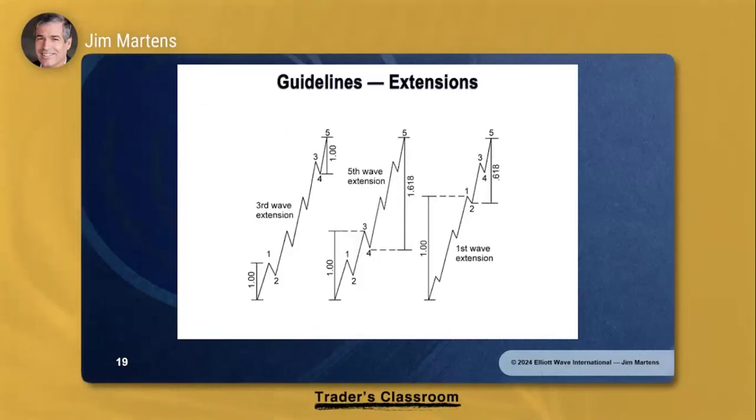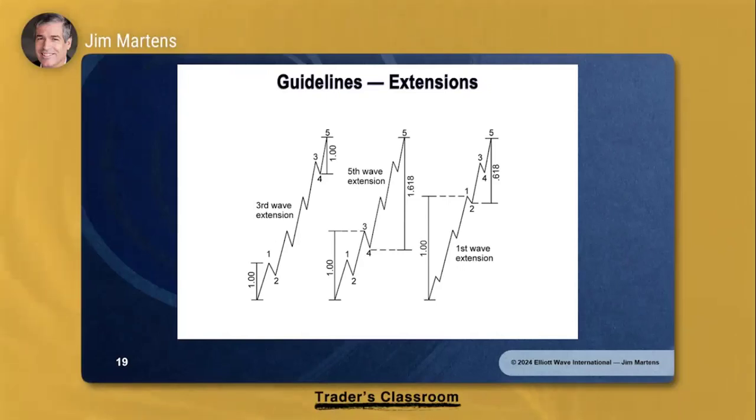Take a quick look at some extensions. Within an impulse movement, that's a 5-wave movement, it's usually the third wave that extends. Now, wave 1 could be the extended wave, wave 5 could be the extended wave, but in my experience, the vast majority of the time, the third wave will be the extended wave. You can see that on the left side.